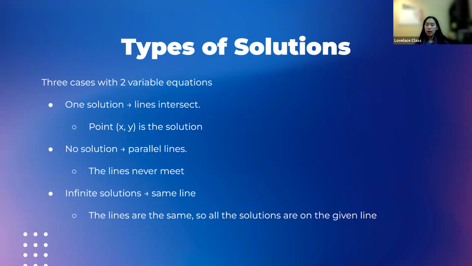Or you could have no solution. No solutions is when the lines are parallel. So they'll never intersect, right? Like they'll never touch each other. There's no point that is on both of the lines.